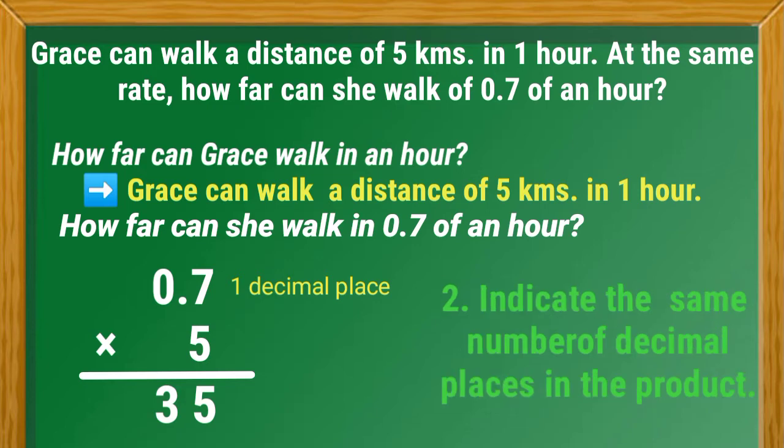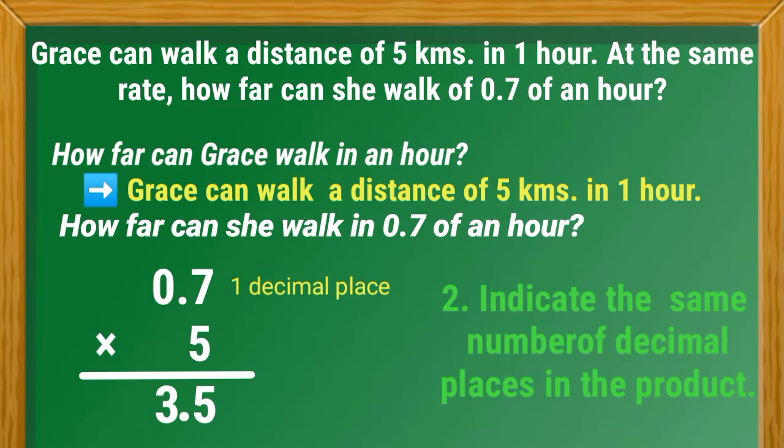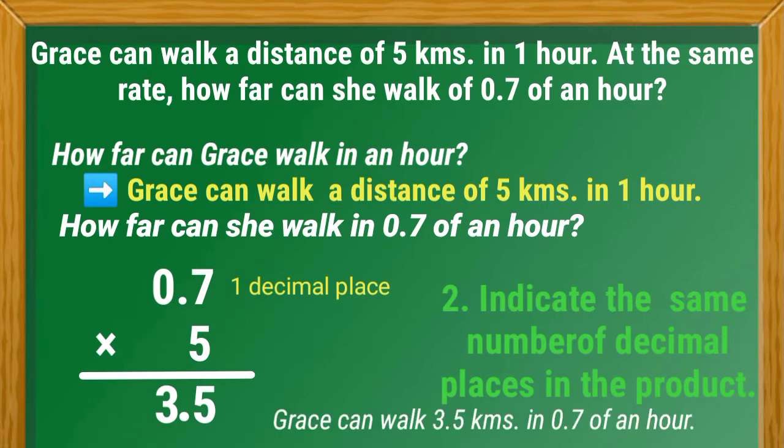Next step is indicate the same number of decimal places in the product. From the right going to the left, count one decimal place in the product and put the decimal point. So, 7/10 times 5 is equal to 3 5/10. So the final answer is Grace can walk 3 5/10 kilometers in 7/10 of an hour.